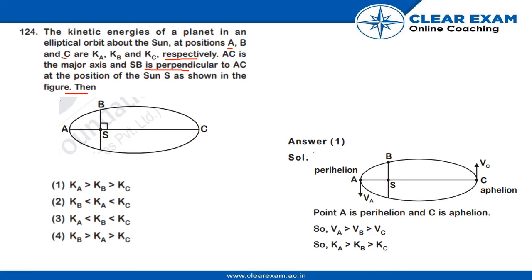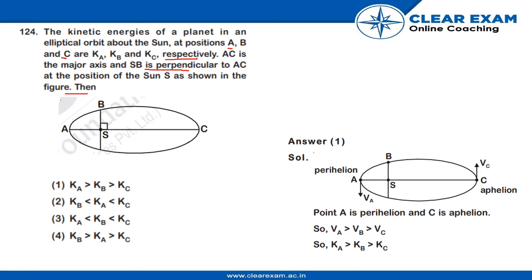Now, as we know, when a planet orbits about the Sun, the angular momentum of the planet about the Sun remains constant, because mvr equals a constant. So by this, we can say that v is inversely proportional to r.